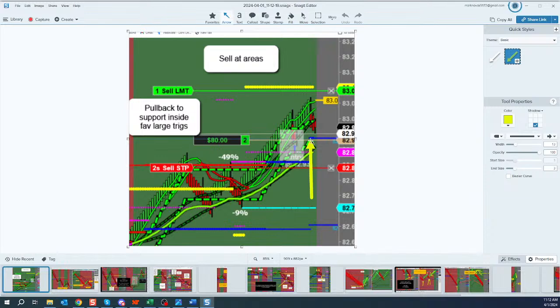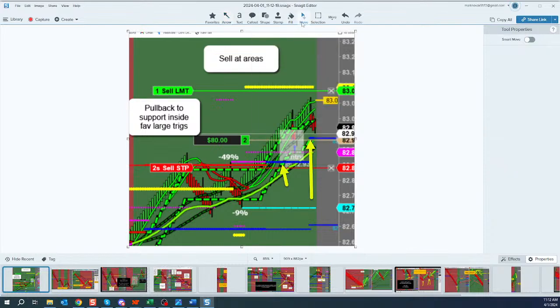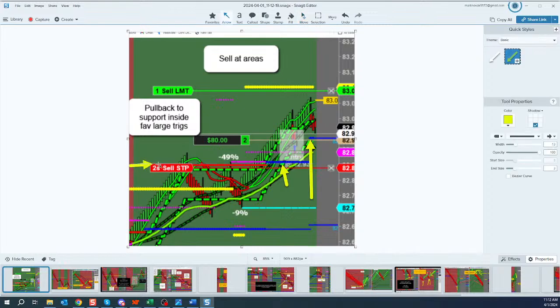That didn't print till over here. That's your resistance that became support. Okay, so that's this one down here, right? This fib that broke. Am I reading that right? I just want to make sure. That was the resistance. Okay, cool.